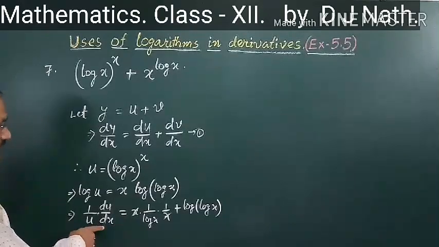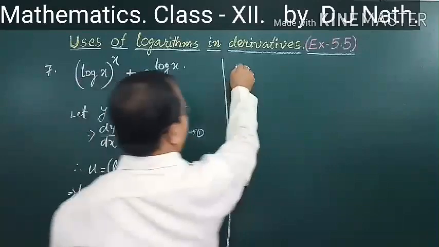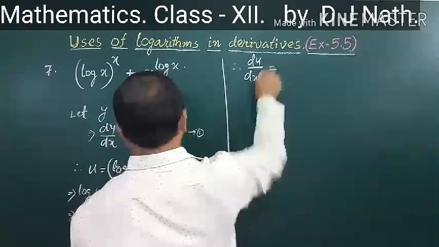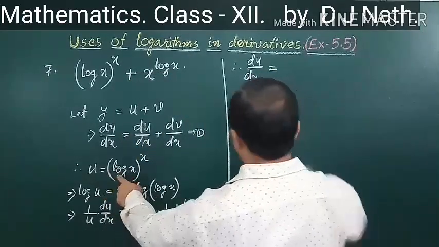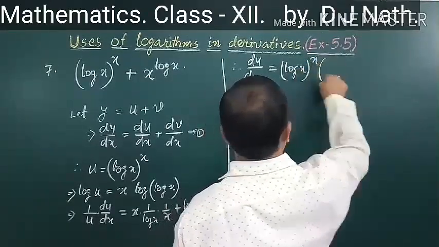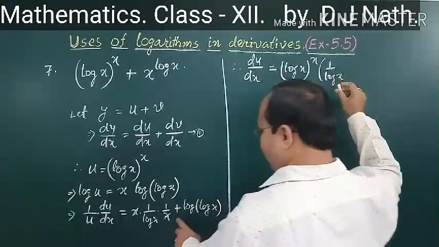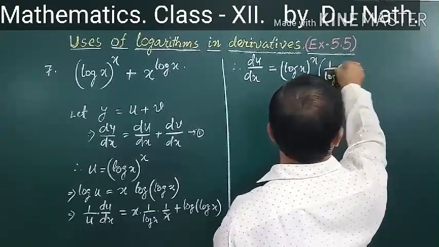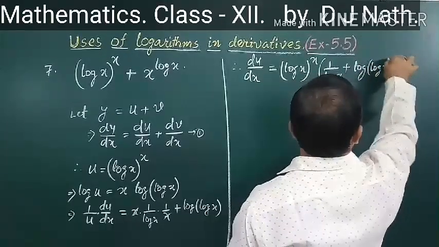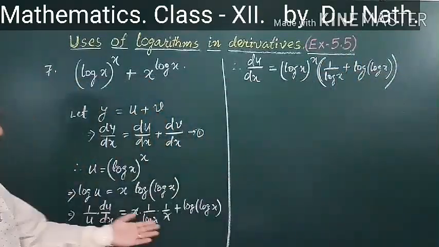So what will be du/dx? Therefore du/dx is equal to u multiplied. So u is (log x) to the power x, into 1 by log x plus log of log x. This is du/dx.